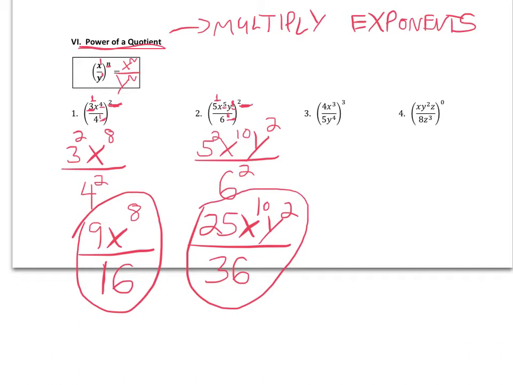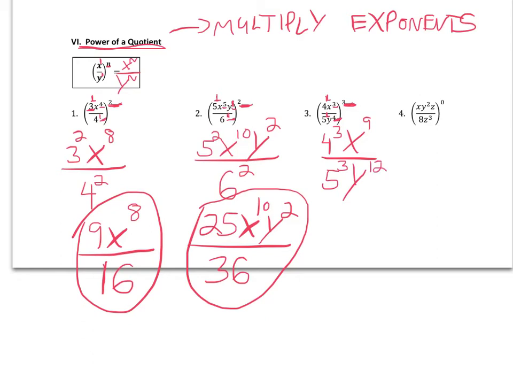Number 3, again, I'm going to take this 4, I raise it to the first, so 1 times this 3 is 3, so I get 4 cubed. Then this 3 times this 3 is 9, so I get x to the 9th. Don't forget about the 5 to the first, so 1 times this 3 is 3, so it's 5 cubed. And then this is 4, that's an exponent, 4 times 3 is going to give me 12, so it's y to the 12th.